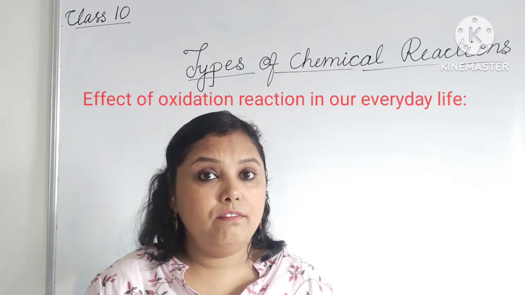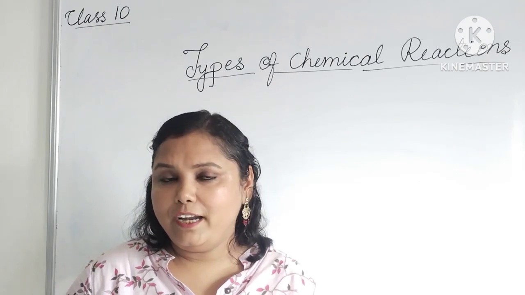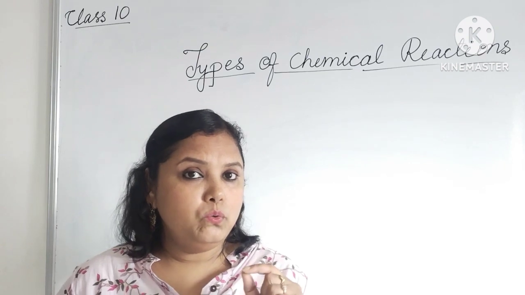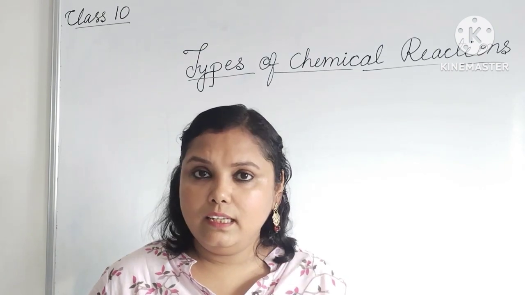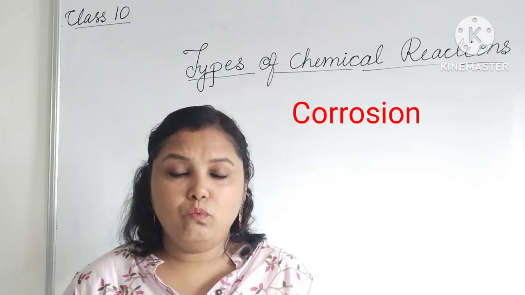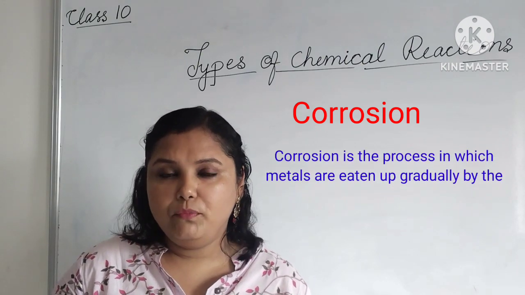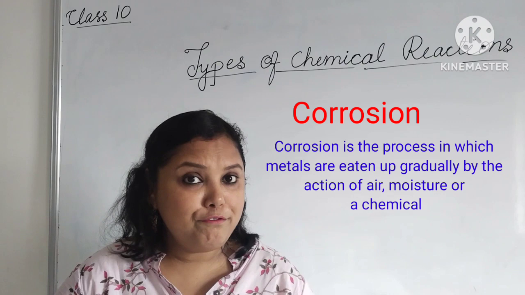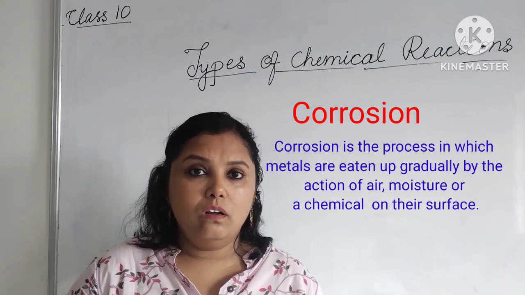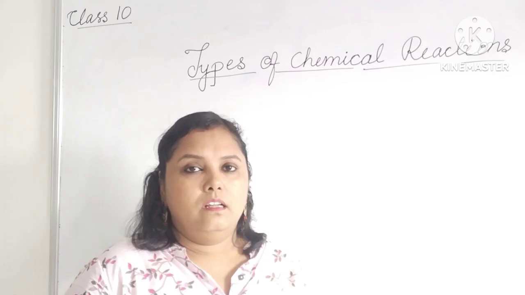Now we will see the effect of oxidation in our daily life. Oxidation has a very damaging effect on food and metals. When it is related to food, we say rancidity, and when it is related to metal, we say corrosion. So what is corrosion? Corrosion is the process in which metals are eaten up gradually by the action of air, some chemicals like acid, or moisture, and it cuts short the life of that metal.